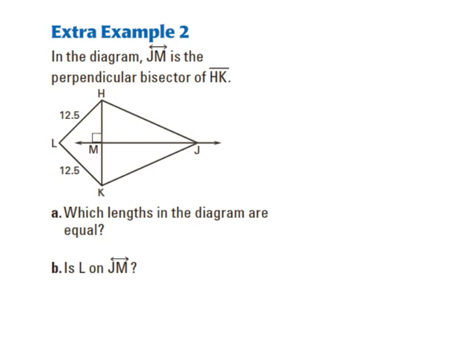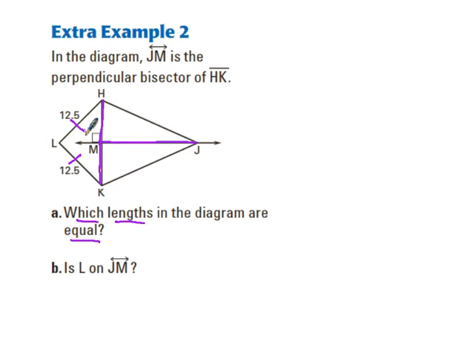Continuing with section 5.2, using perpendicular bisectors, we have example 2. In the diagram, JM is the perpendicular bisector of HK. We have two questions. The first question is, which lengths in the diagram are equal? Well, obviously, we have segment LK congruent to segment LH.